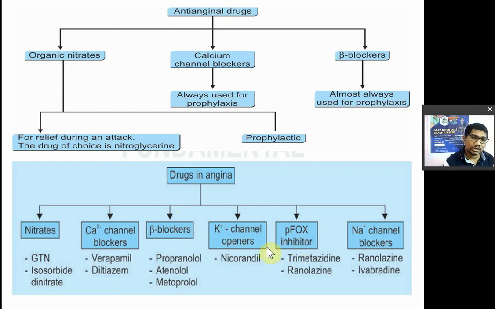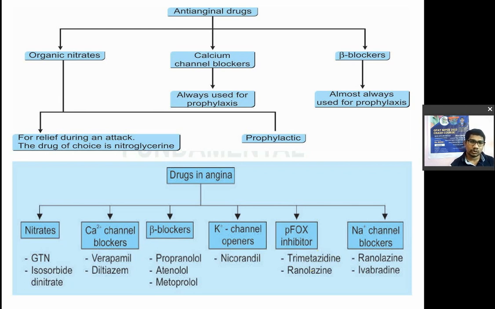So what is the role of this partial fatty acid oxidase inhibitor? Names are trimetazidine and ranolazine. Trimetazidine and ranolazine, they are pFOX inhibitors, partial fatty acid oxidase inhibitors. See, your heart requires energy. Energy is supplied in the form of ATP by the glucose. So glucose is the most reliable source of energy for your heart. If there is less energy, in that condition your heart also utilizes the fatty acids. It causes the fatty acid oxidation.